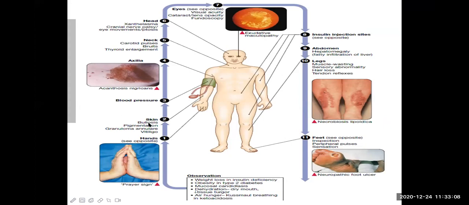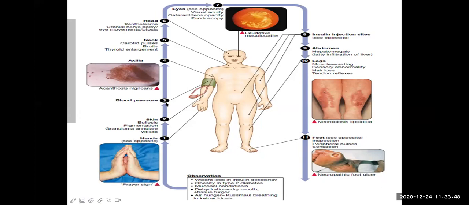Now let's focus here on the skin. The bullosis are different bulla formations. Bullae are bigger types of vesicles. Pigmentation, granuloma annulare is an itching type of reaction. And vitiligo. Vitiligo is a type of autoimmune disorder which mainly affects the skin. This is known as a marker of autoimmunity. It is not a feature of diabetes. Please remember that. It is one of the associated conditions of type 1 diabetes. The same patient may have different autoimmune conditions. So vitiligo may be there.